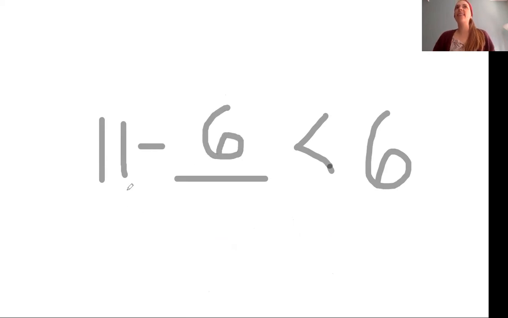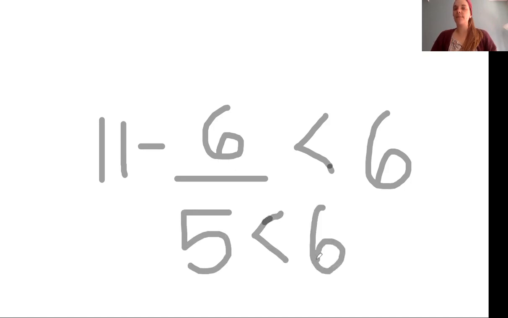Let's think. 11 minus 6. Let's take away 6 from 11. So 10, 9, 8, 7, 6, 5. So I have 5. So 11 minus 6 is 5. So is 5 less than 6? Yeah, it is. So 6 would be a number that you could put in here. So there might be several numbers that you can put in, but 6 would be one.